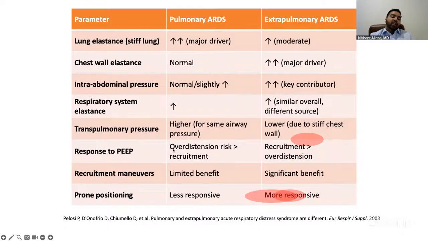There is an overdistension risk which predominates recruitment in pulmonary ARDS, but in extrapulmonary ARDS, recruitment precedes overdistension. So additional PEEP is more helpful in extrapulmonary ARDS rather than pulmonary ARDS. And even prone positioning is less helpful in pulmonary ARDS compared to extrapulmonary ARDS.